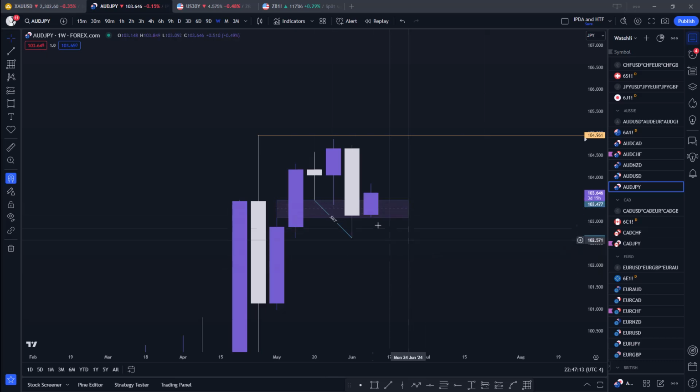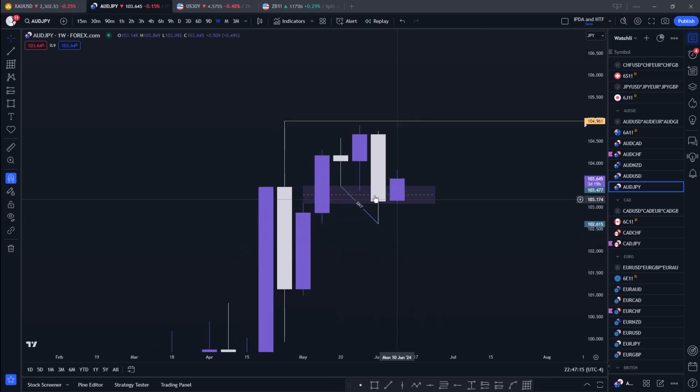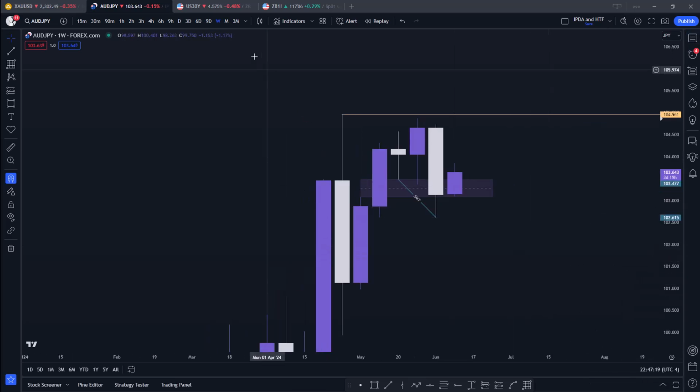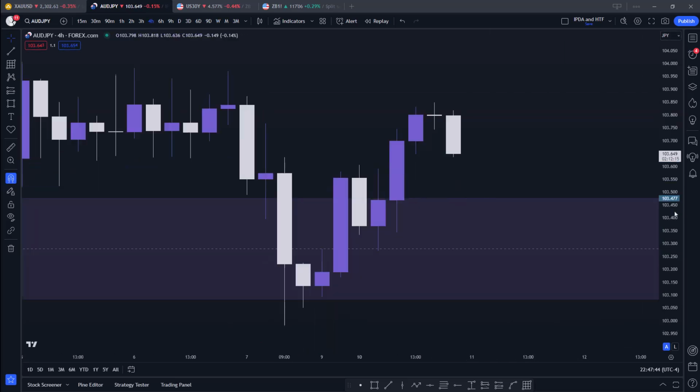Once we have an SMT divergence inside of a high time frame PD array, the next thing I do is time frame alignment. If I'm working with a monthly time frame, the alignment I need would be on a daily. If I'm working on a weekly time frame, the alignment I would need would be on a 4-hour. If I'm working on a daily time frame, the alignment I would need would be on a 1 hour. In this case, we have a weekly PD array, which means we need a 4-hour time frame alignment.